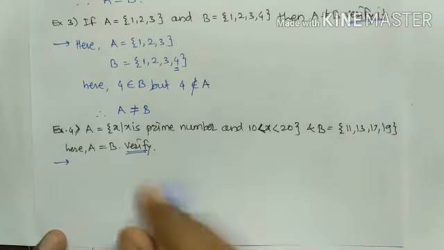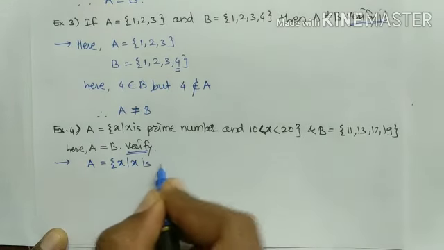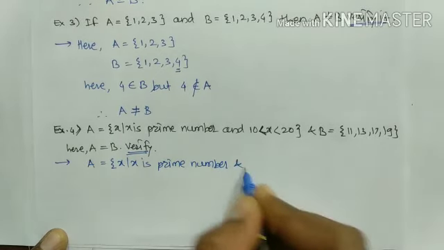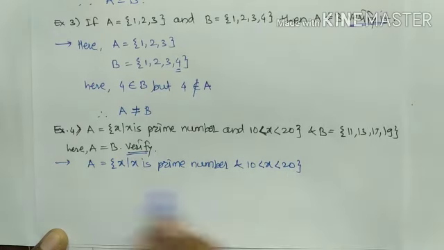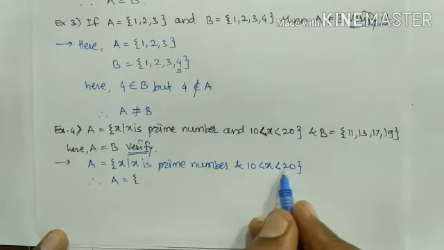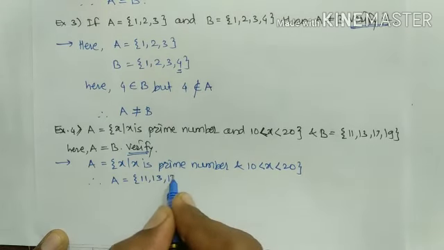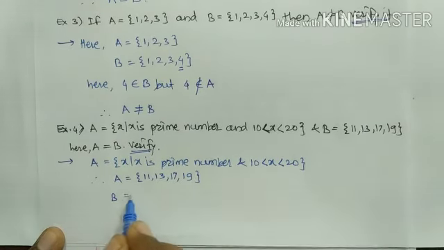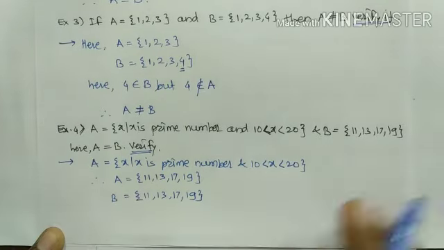Here we write first the given sets. A is the set of all x such that x is a prime number and x is greater than 10 and less than 20. First we write this in listing method. तर 10 पेक्षा ग्रेटर असणारे आणि 20 पेक्षा लेस असणारे प्राईम नंबर्स कुठले आहेत ते? These are 11, 13, 17 and 19. Then set B is given 11, 13, 17 and 19.